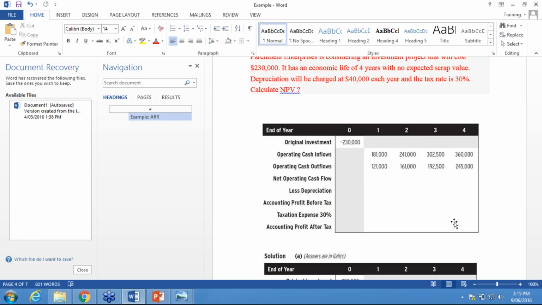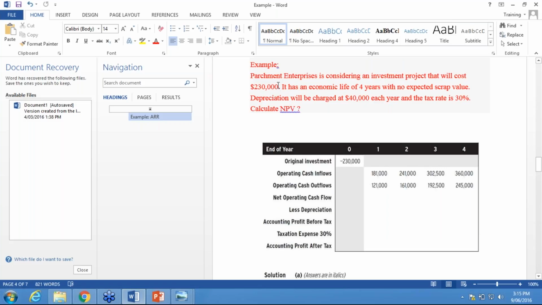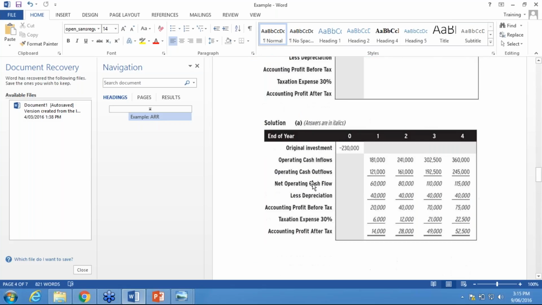But if you remember, in payback period, in NPV and IRR, we consider after tax but before depreciation. So how we will come to that figure? It's exactly the same question that I have done it before. So 230,000 is outflow. That is your cost of that project. Life is 4 years. Depreciation is 40,000 each year. So what you will do in this case, you will subtract depreciation 40,000, then you will calculate tax. So that is after tax, after depreciation.